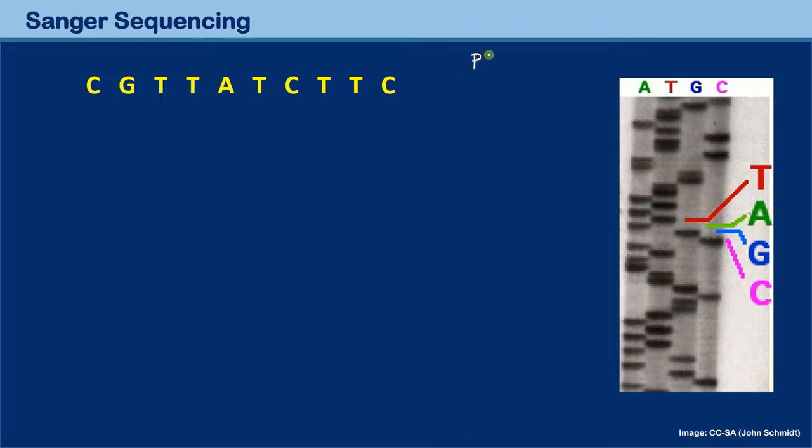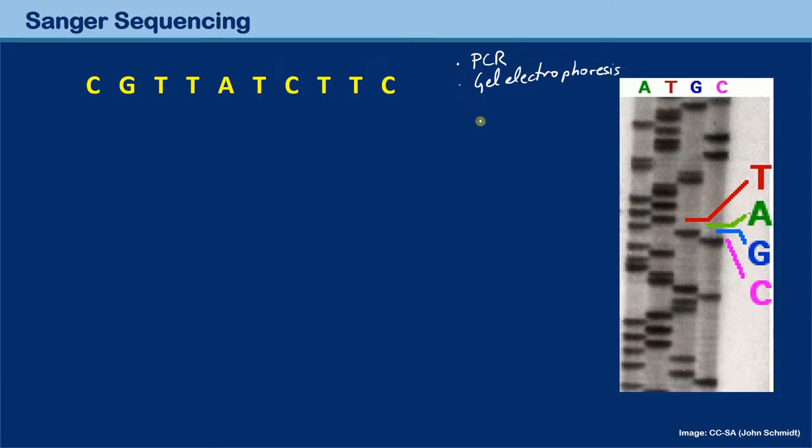You need PCR, polymerase chain reaction, which copies DNA, and you need gel electrophoresis. And I'm now going to tell you how we need both of these methods to determine the base sequence.